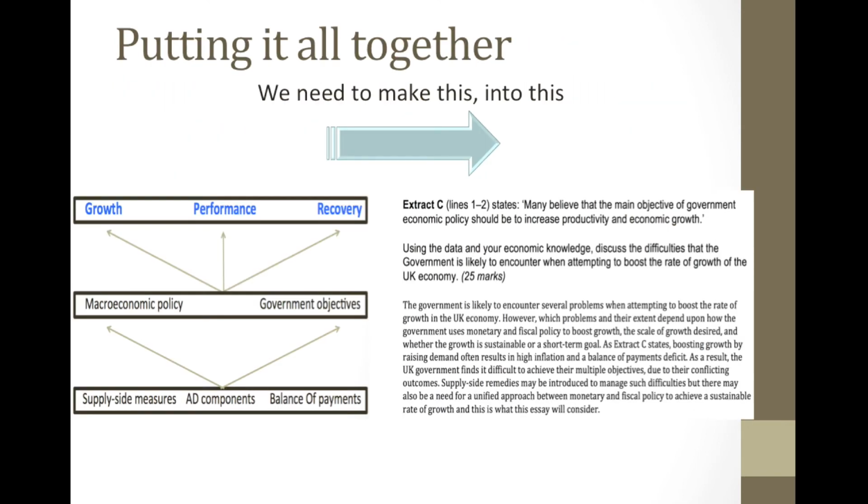So as I've said, we need to put it all together, to use our table here to actually implement it into an essay structure. Okay, so here we're talking about growth. It's looking at a government objective and a macroeconomic policy to do with boosting the rate of growth. And then finally, how is that conflicting to do with different AD components and the objectives? So it all links in, and that's why I had the arrows going both ways.